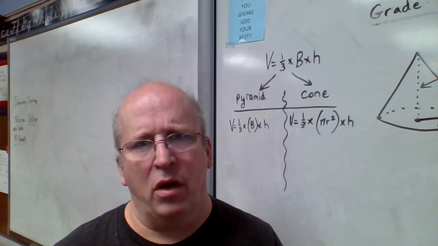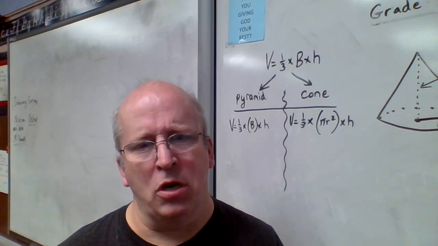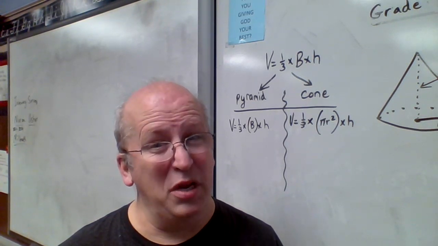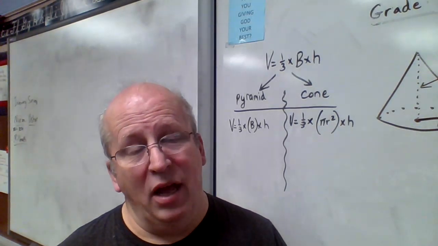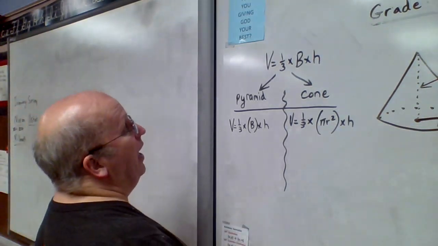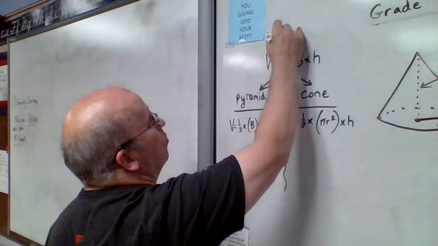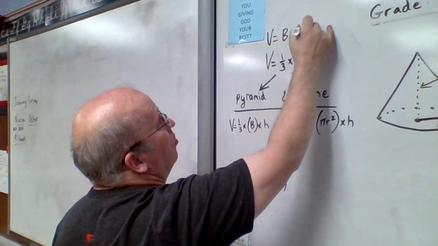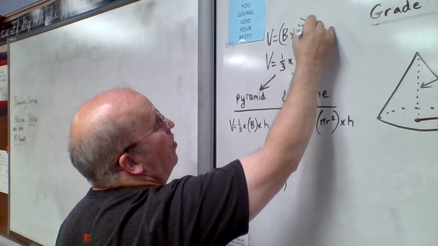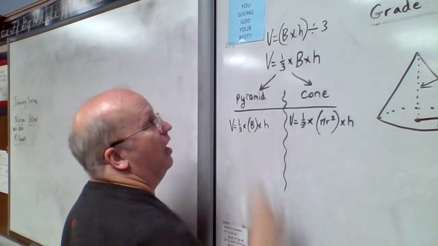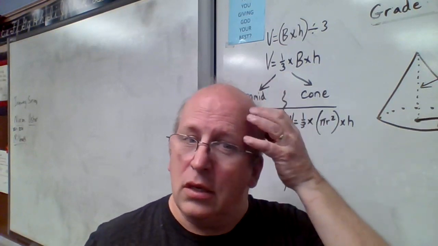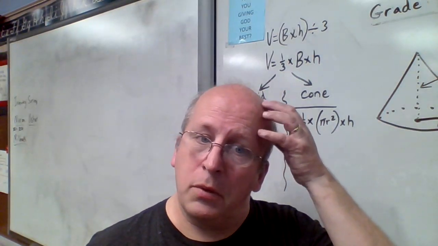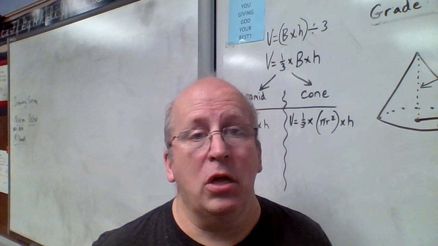Just a brief thought about that. Sometimes it's easier on a calculator to divide by 3 than it is to multiply by 1/3. So in my mind, I always think of this formula as being written this way: capital B times H in parentheses, and then when I'm done, I divide by 3 because it just flows faster. Less keystrokes on a computer or calculator. But you can do it either way.